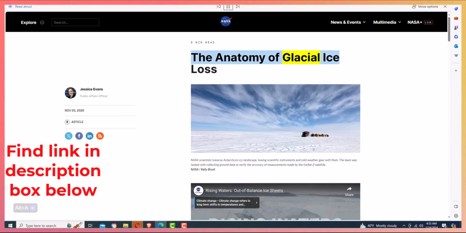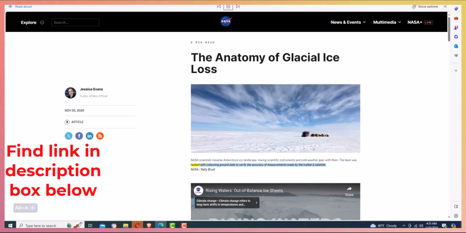The Anatomy of Glacial Ice Loss. Jessica Evans, Public Affairs Officer. November 5, 2020. Article: NASA scientists traverse Antarctica's icy landscape, towing scientific instruments and cold weather gear with them.